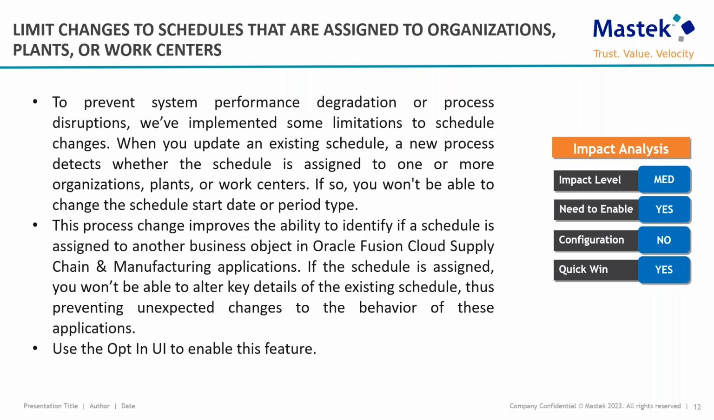Upon enabling this feature, the list of eligible UOMs associated with an item is retrieved from the table rather than being calculated from supply or setup data. Utilize this new opt-in feature to enhance performance and validate calculations to and from the primary UOM for each item. And we can use the opt-in UI to activate this feature. So we can consider it as a low impact, and we have to enable it, and this will be a quick win for us.